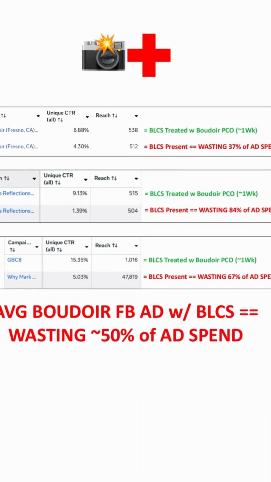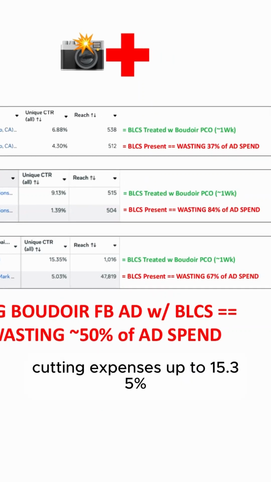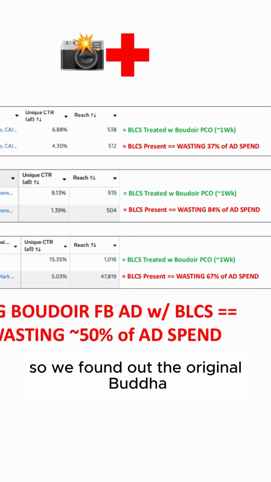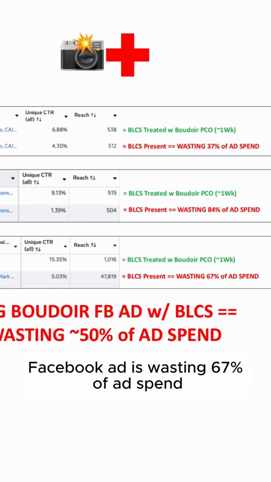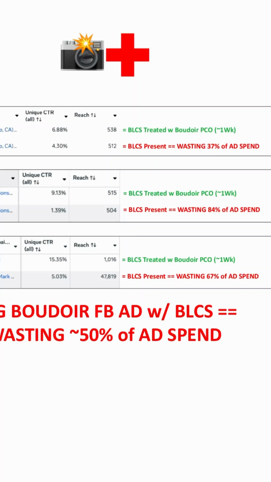And we got the unique CTR up to 15.35%. So we found out the original Boudoir Facebook ad was wasting 67% of ad spend.